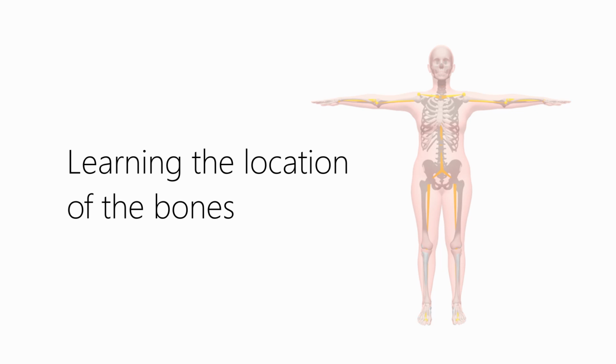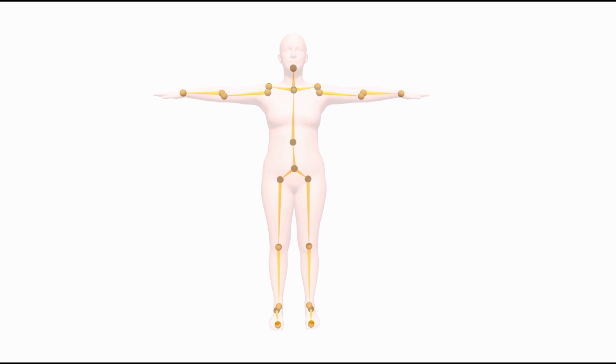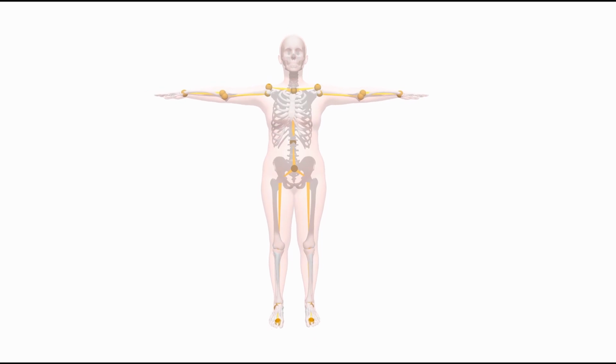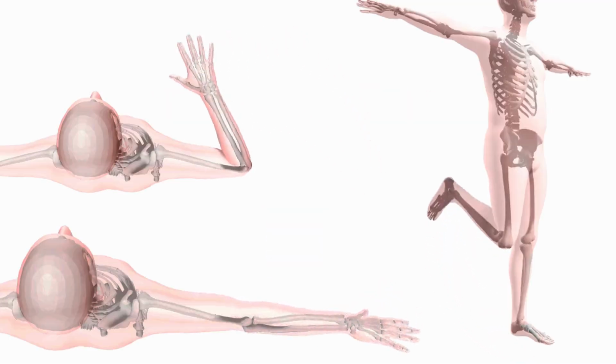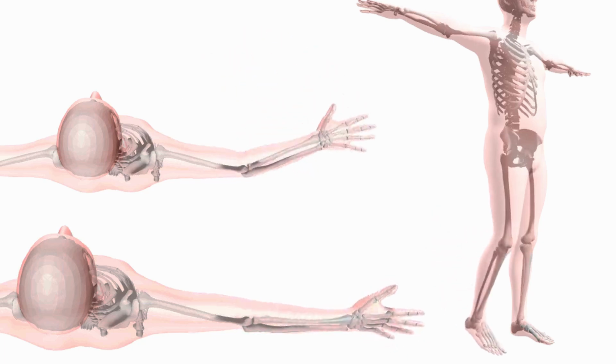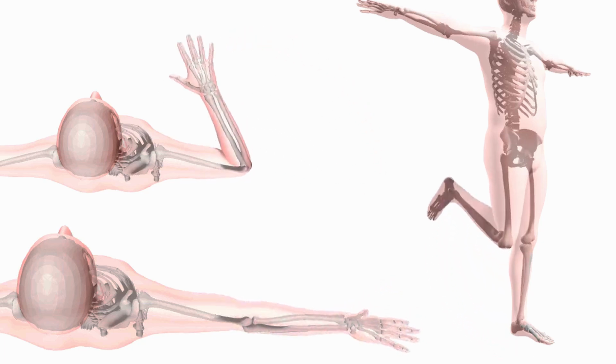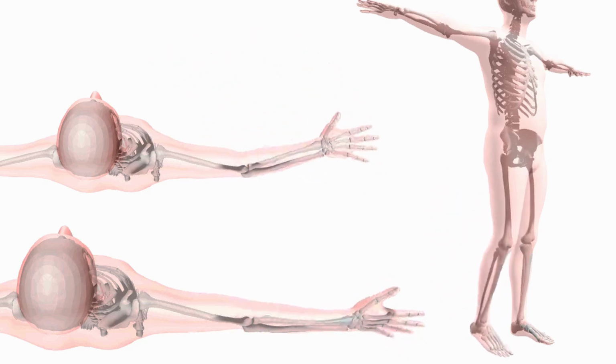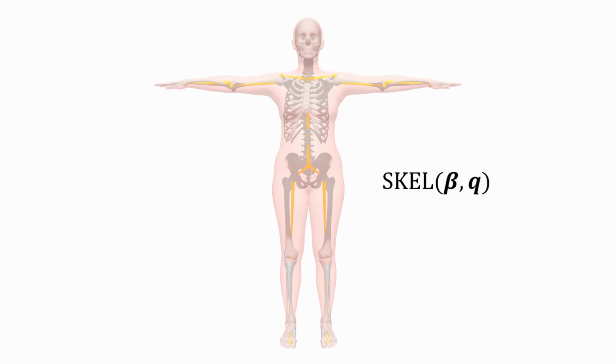From this dataset, we can learn the location of the bones in any body shape and any pose. We learn to regress the anatomical joints from the body shape. We also learn the orientation of the individual bones. The resulting skeleton defines a new kinematic tree for SMPL, which is more anatomically realistic. We name this upgraded model SKEL.